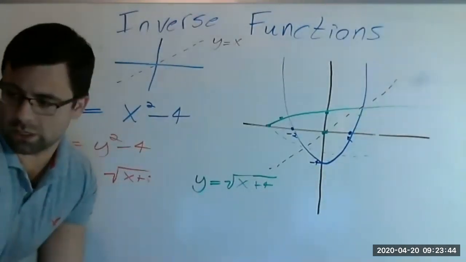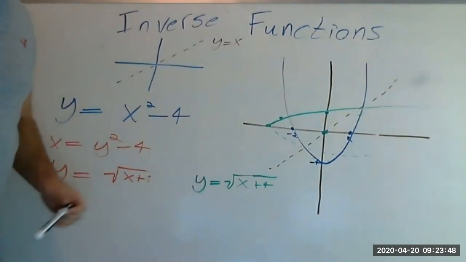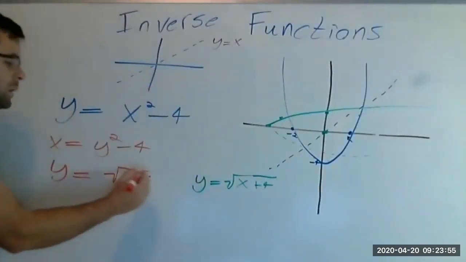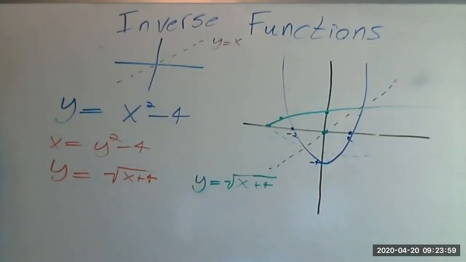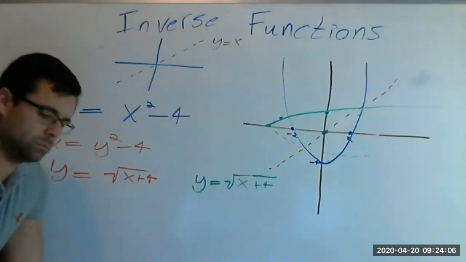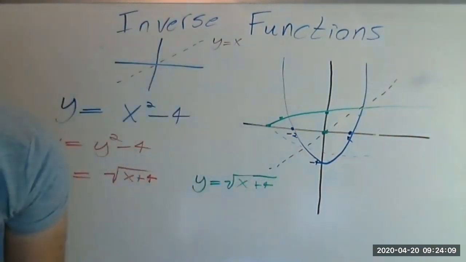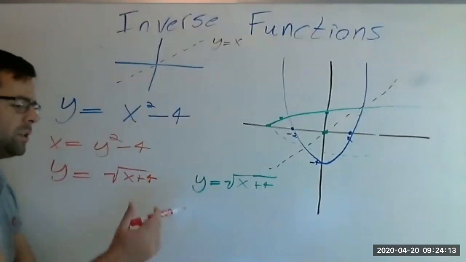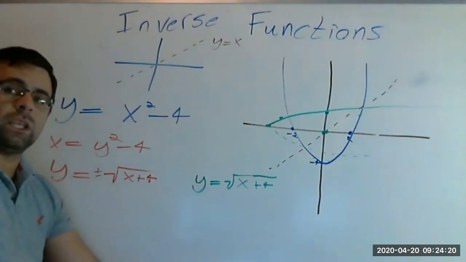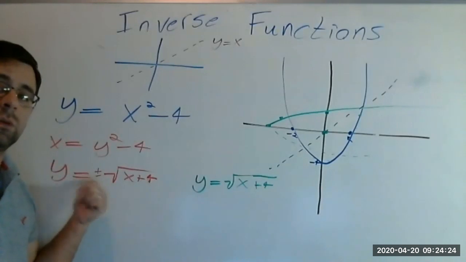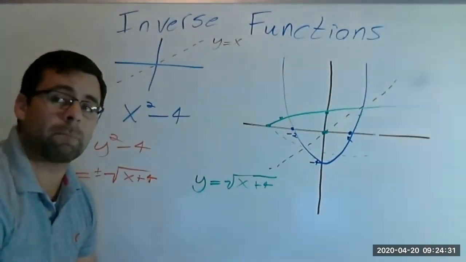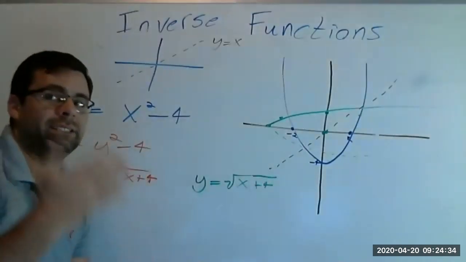The issue is when you did this part, y equals the square root of x plus 4. When you take the square root of something, what else are you supposed to do? Oh, the plus and the minus. Exactly. Very good. You're on fire today. Yeah, so you're supposed to do a plus minus. But if you have a plus minus, y equals plus minus something, then it's not a function anymore because it doesn't pass the vertical line test.